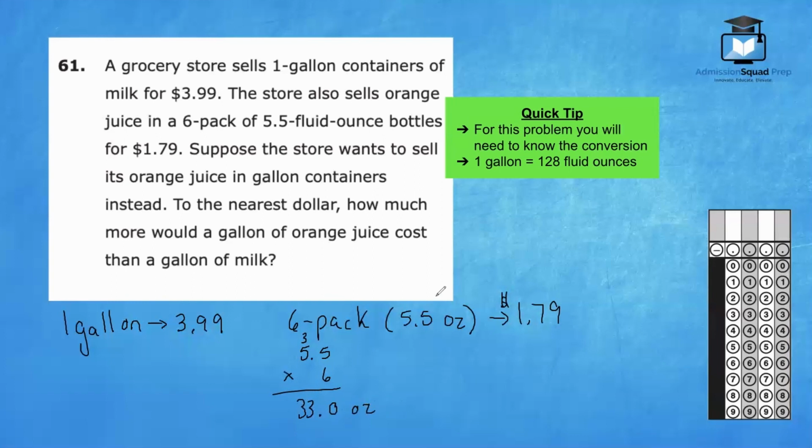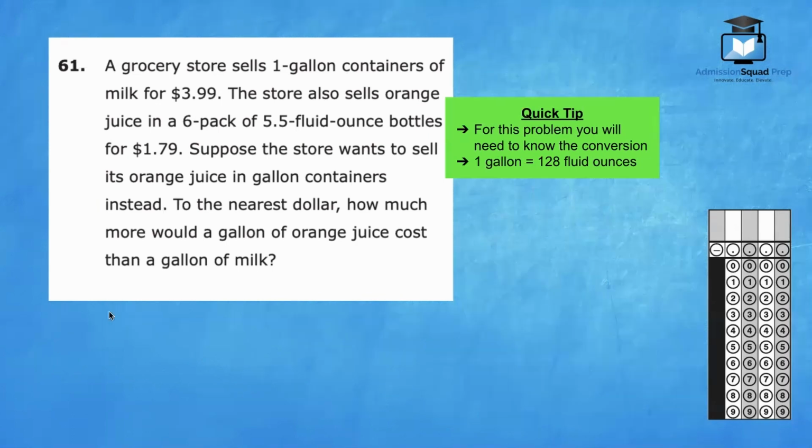So guess what? 33 ounces costs $1.79. But we need to know how much 128 ounces will cost, right? Because 1 gallon is equal to 128 fluid ounces. Now that we have our proportion, we can go ahead and cross multiply. We're going to need a little bit more space, so I'm going to go ahead and clear off the screen. When we cross multiply, we have 33x equals $1.79 times 128. Let's multiply these two numbers.